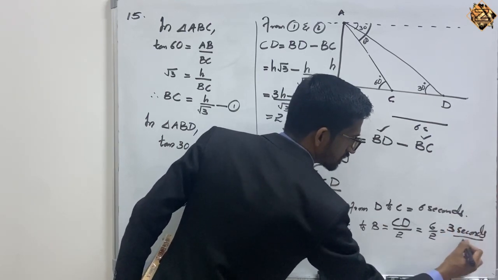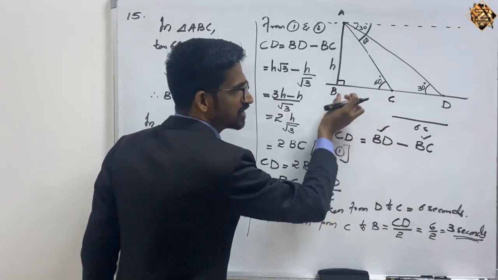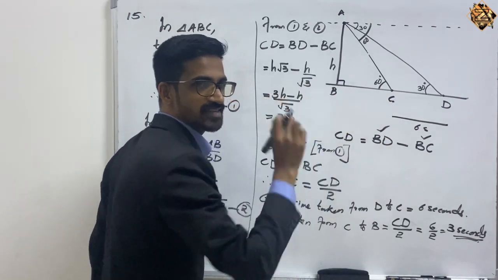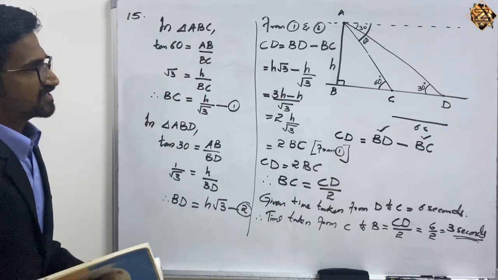Hope it is clear. So the time taken for the car to travel from C to reach B is 3 seconds. Hope it is clear finally. So please take it down, students.